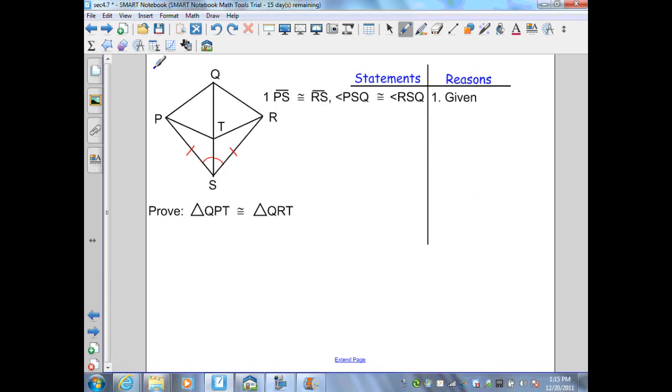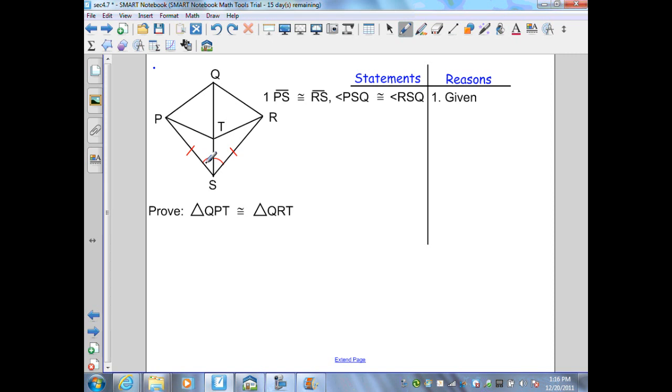What we want to do now is use the information from our previous slides on overlapping triangles and CPCTC and our properties of congruence for triangles to solve this proof. Here we're given segment PS congruent to segment RS, identified by tick marks in our diagram. Here we're given angle PSQ congruent to angle RSQ, also identified in our diagram, but here with arcs.